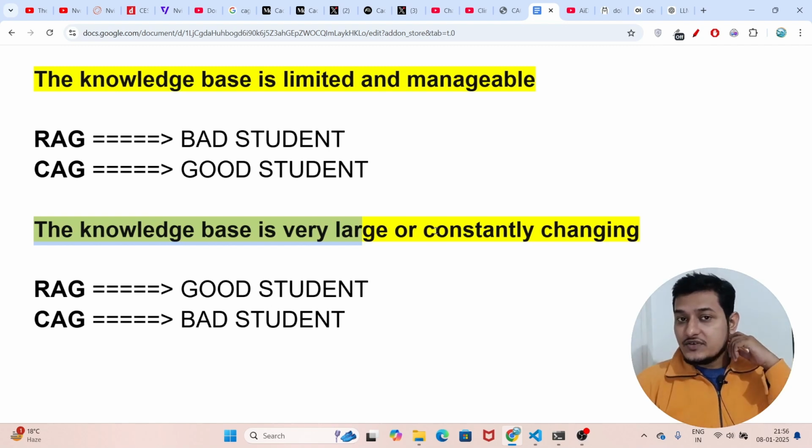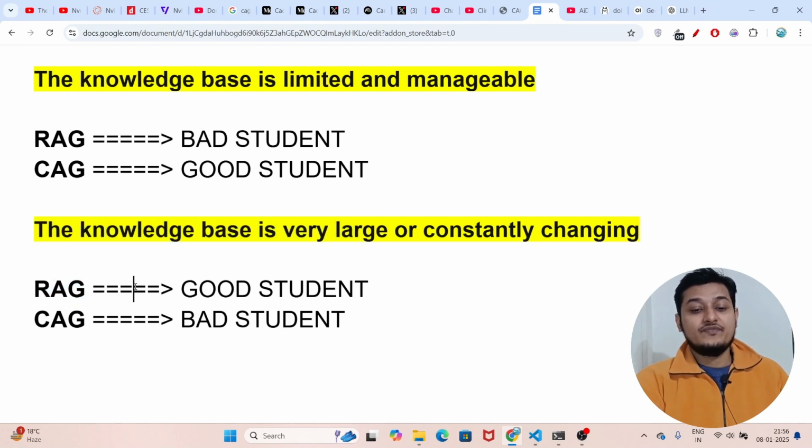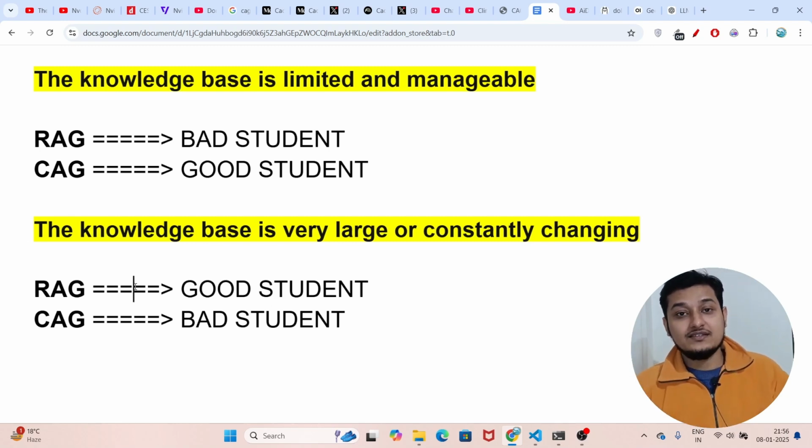Okay, so you are constantly fetching the current data, the real-time data, and you are using a very large database. In that case, RAG is good because every time you have to go to the database or that data source so that you can get the real-time data. So remember one thing: if you need real-time data, then go for RAG. If you don't need real-time data, if you have limited and predefined data that doesn't change all the time, then in that case go for CAG.